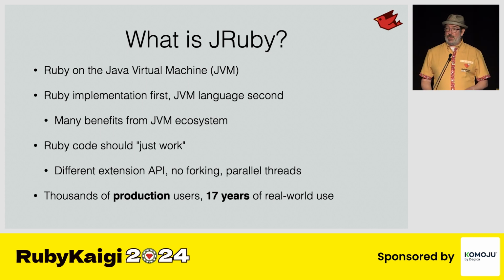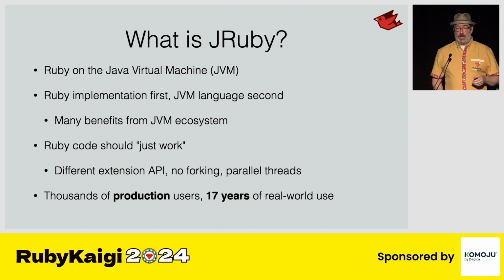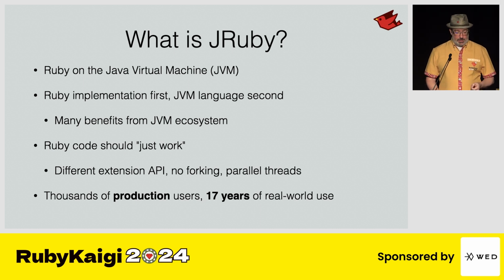Generally, we expect that Ruby code should just work. Anything that's pure Ruby should work exactly the same in JRuby as it does in regular CRuby. We do have a different extension API. We have our extensions written in Java or other JVM languages. We don't support forking, but we do support parallel threads. So you can do all of your concurrency, all of your parallel scaling with one process.